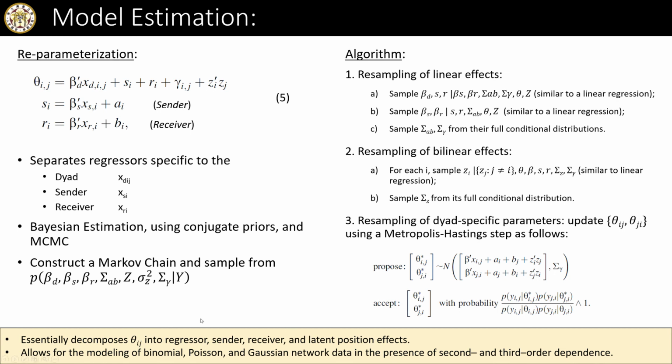Essentially this process decomposes the theta sub ij into regressor, sender, receiver, and latent position effects. This allows for modeling using various different kinds of distributions in the data, so binomial, Poisson, Gaussian, etc., in the presence of those second and third order dependencies.